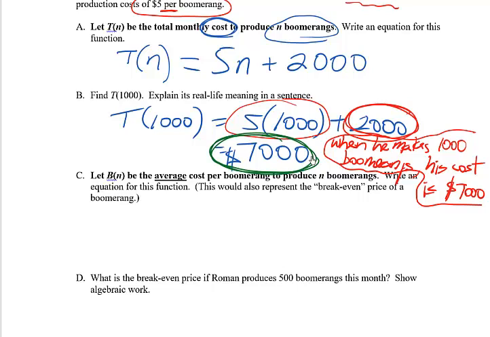If I want to figure out the average cost for each one, all I have to do is take his total costs and divide by 1,000. If I take the total and divide by how many he made, that would tell me essentially the average cost of each one. Well, that's really the key to writing this equation. I don't need to do a whole lot of work here. The average, we're saying, is a division problem. The top is the total cost. Well, we have a formula for total cost. It was 5n plus 2,000.